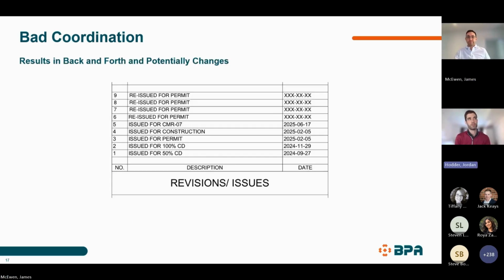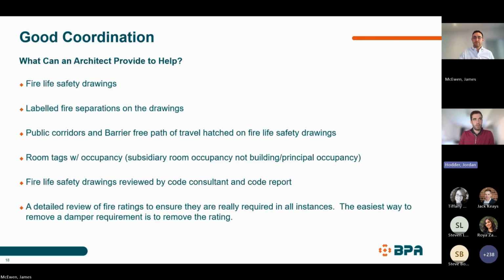Yep. No, thanks for that, James. That's a good point. And bad coordination can result in a lot of back and forth. This is a doctored title block sheet, but you can see there's an opportunity where you have to do a lot of reissue for permit, and nobody likes that. It delays schedule, has cost. And you can start getting into some really detailed conversation with plans examiners. It can get really, really convoluted and tricky. So we want to try to eliminate them at the get-go.